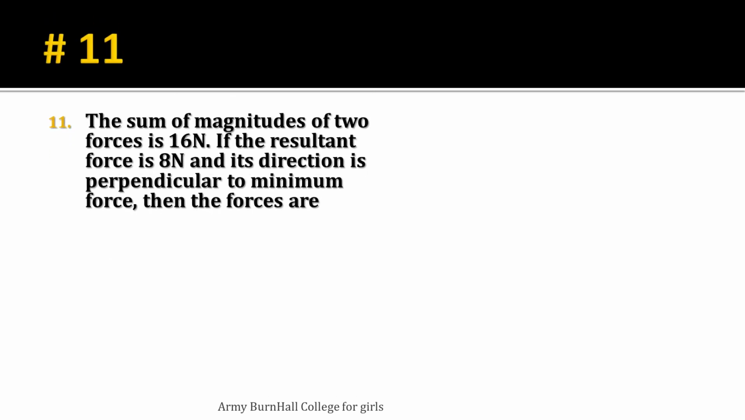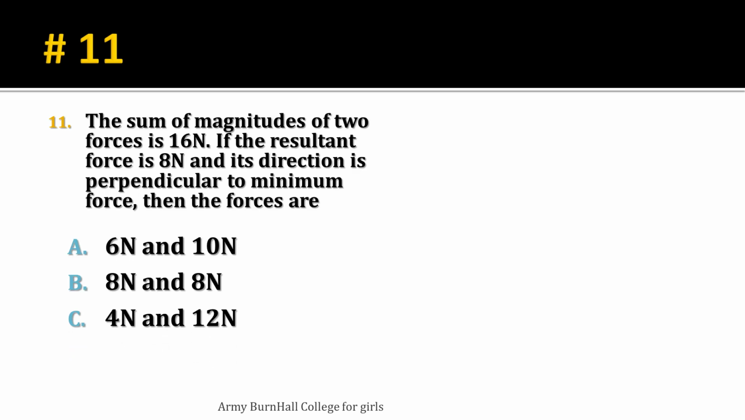Number 11, the sum of magnitudes of two forces is 16 Newton. If the resultant force is 8 Newton and its direction is perpendicular to minimum force, then the forces are either 6 Newton and 10 Newton, 8 Newton and 8 Newton, 4 Newton and 12 Newton, 2 Newton and 14 Newton. You can see the sum of all these forces is 16 Newton. So any one could be the correct option.